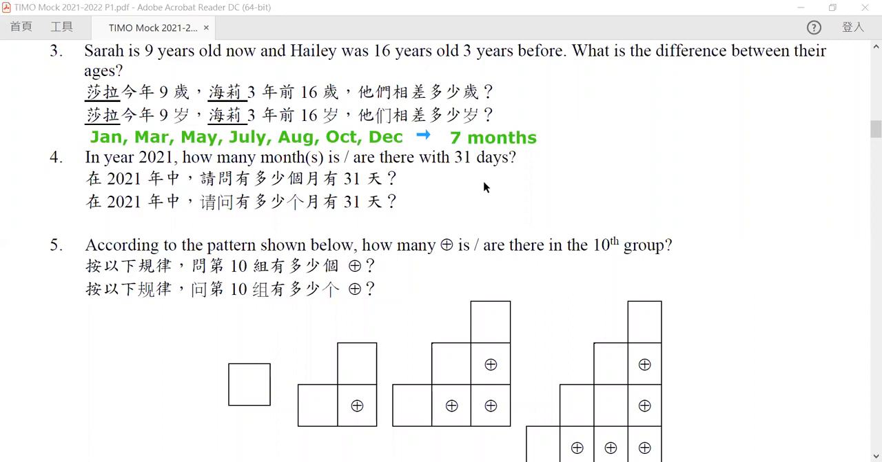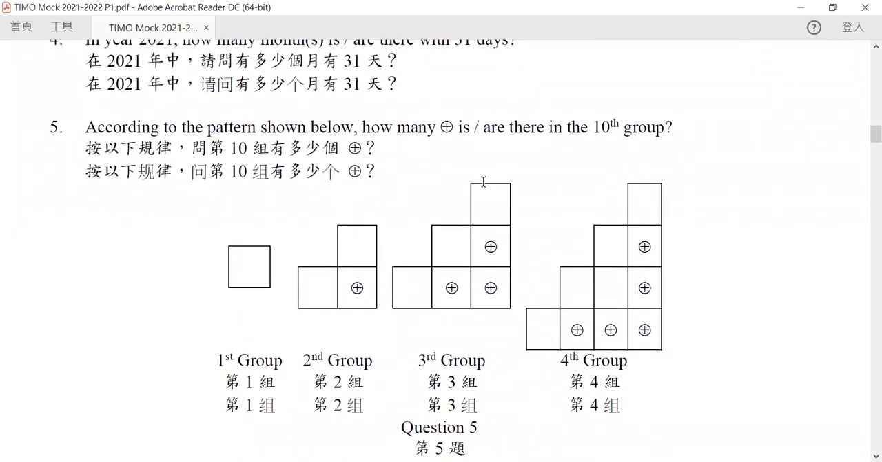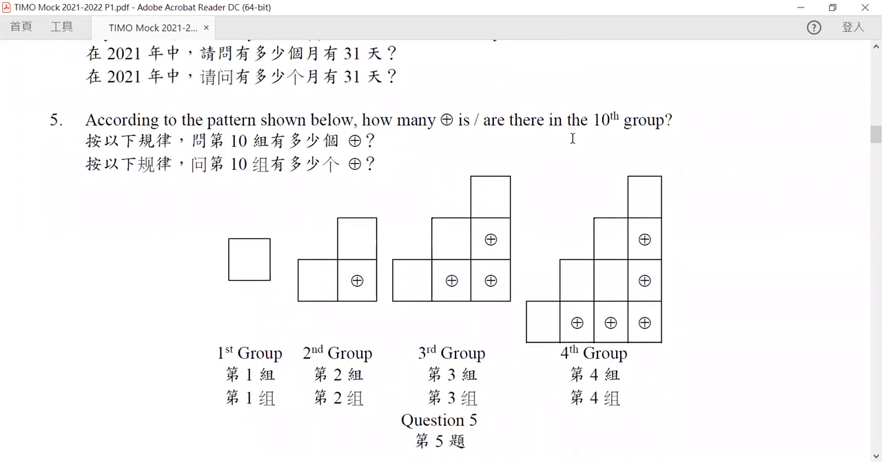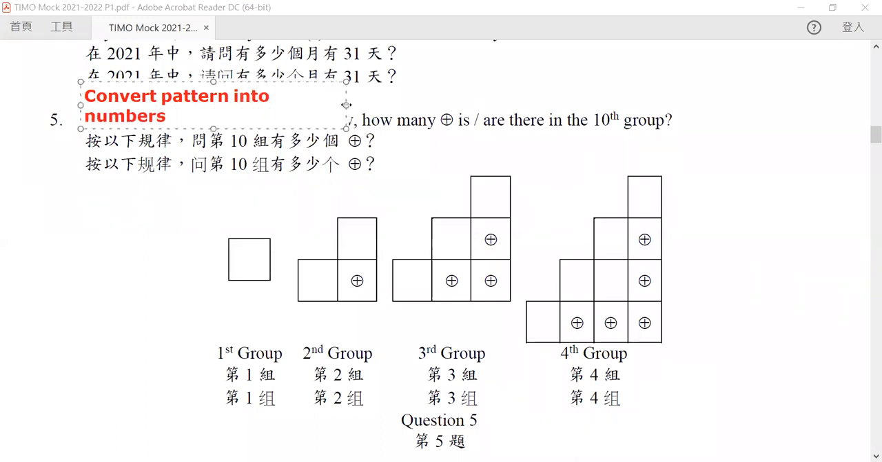Okay, so let's go to question number 5. According to the pattern shown below, how many crosses within the circles are there in the 10th group? Now, every time you see the keyword "according to pattern", it is advisable for you to convert these patterns into numbers. It is always like this. You can convert this pattern into numbers.